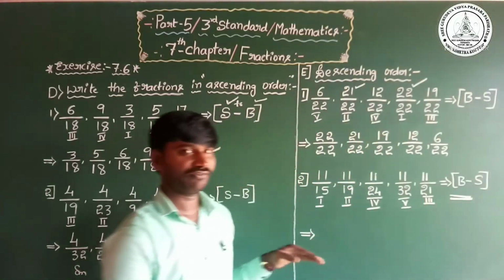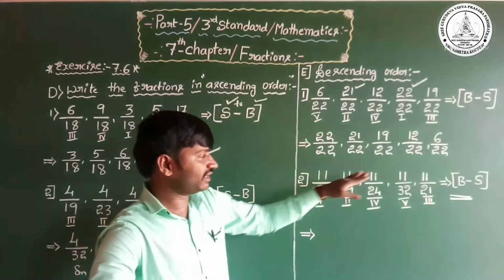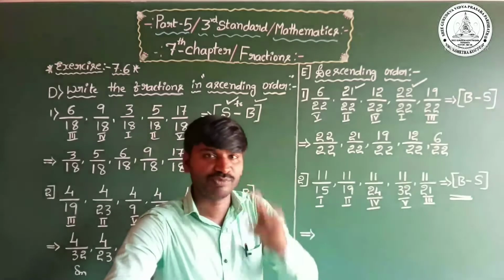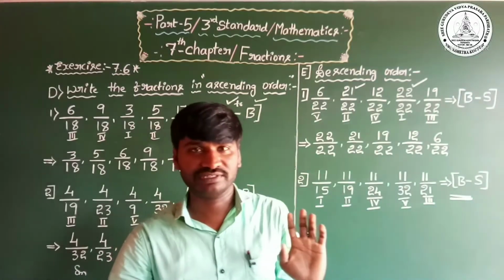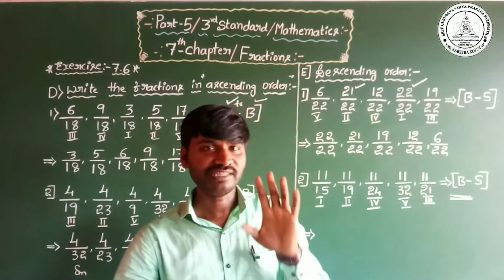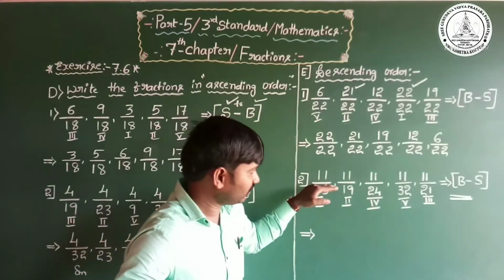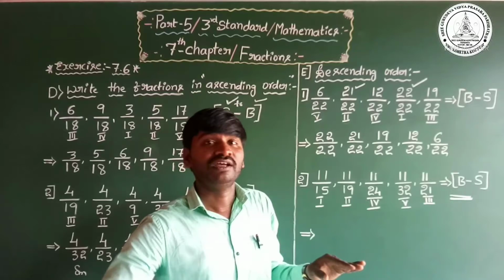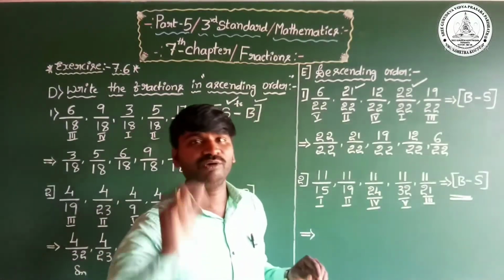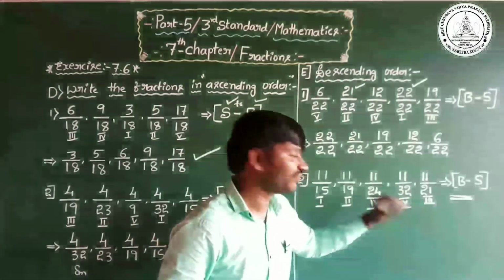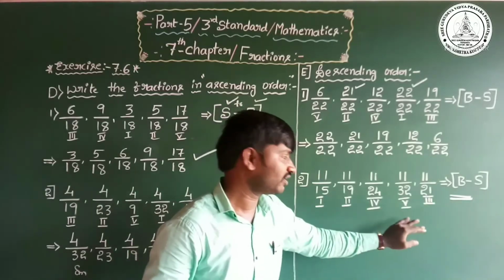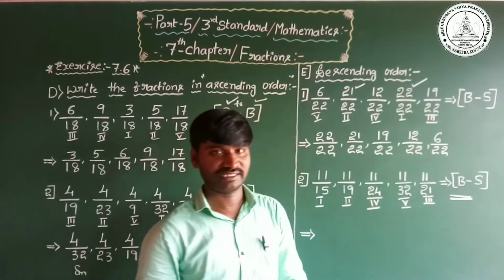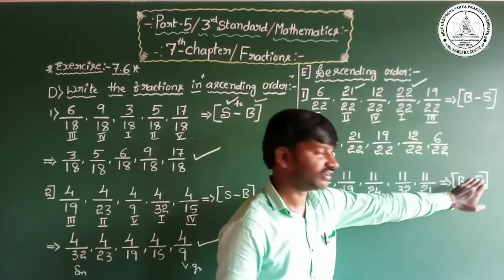Because why? When the numerators of the given fractions are the same, the fraction with the smaller denominator is the greater fraction. Are you clear? Yes. That is, when the numerators are the same, the greater the denominator, the smaller the fraction. That's why we take 32 as the fifth one, because we are arranging from greater to smaller.